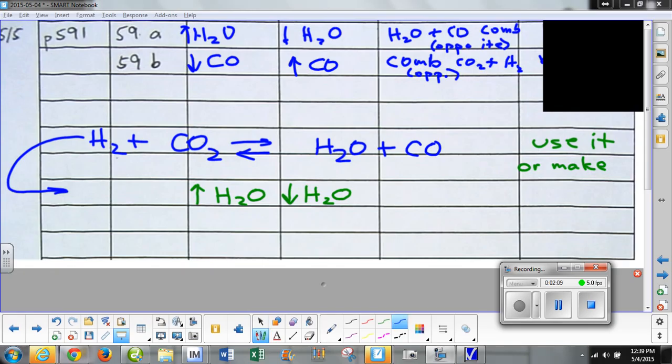Okay, so over here, why don't we just say opposite? We go to the opposite side. If we go to the opposite side, we're going to make H2 and CO2. Right? Okay, so going to the opposite side is shifting what? Left or right? Left.